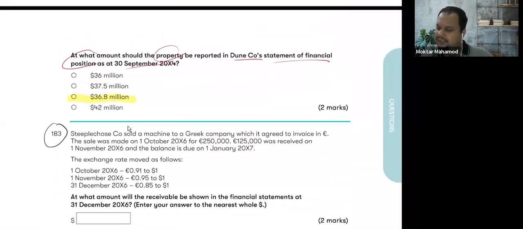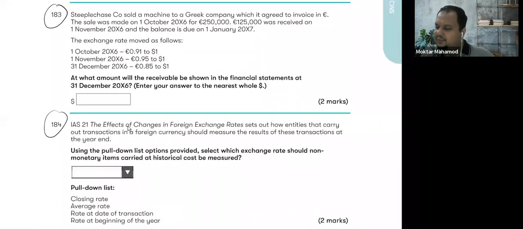First question, 183, I suppose. At what amount will the receivable be shown in the financial statement at 31st December year 6? To the nearest whole dollar, so the whole amount, yeah? Steeplechase sold a machine to a Greek company with a Greek invoice in euro. The sale was made on 1st October year 6 for 250,000 euro. 125,000 euro was received on 1st November year 6, and the balance is due on 1st January year 7.